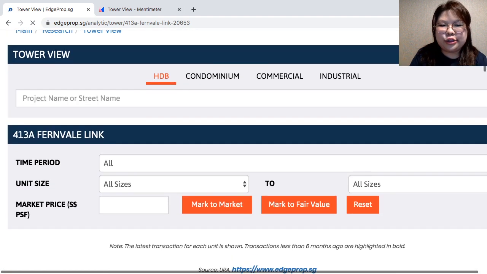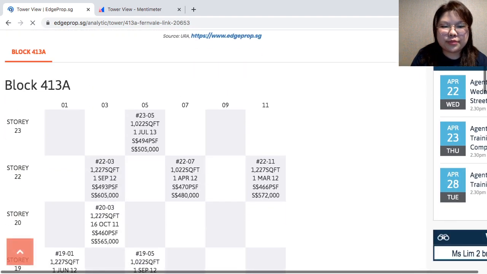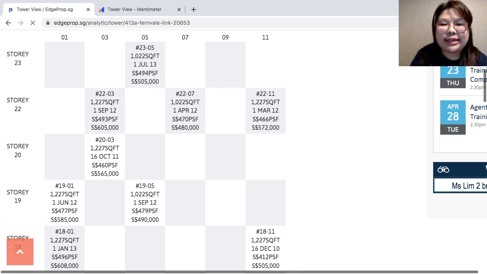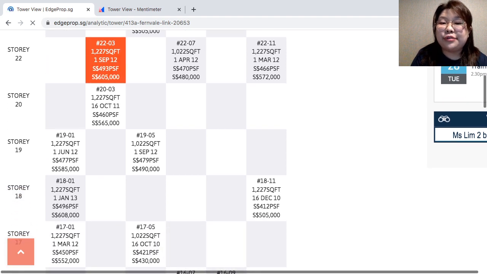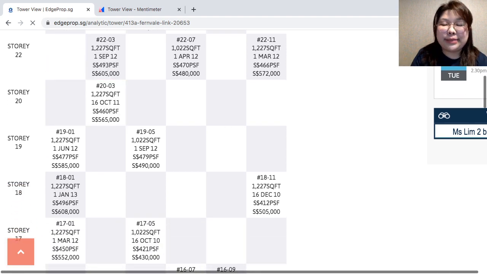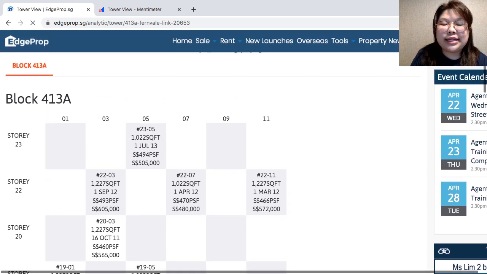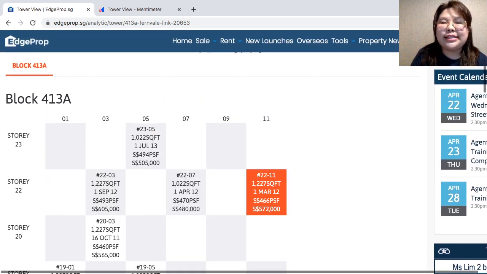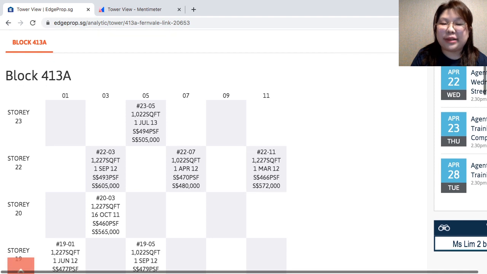Over here you can see there will not be so many grids that are filled up. This is because all these units that you see with a transaction are the resale units for that block. So these units have resold before.